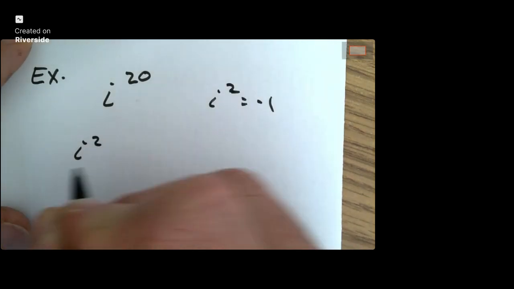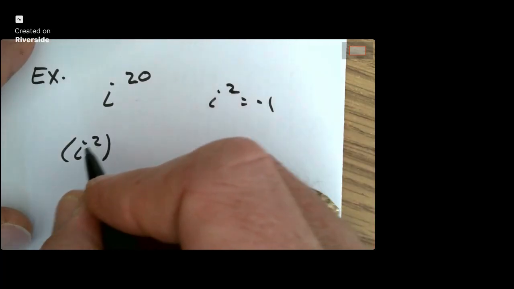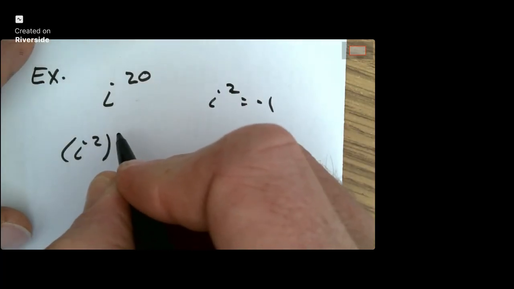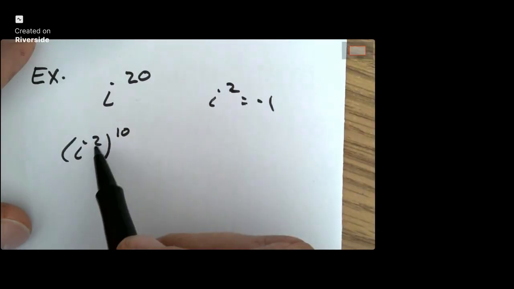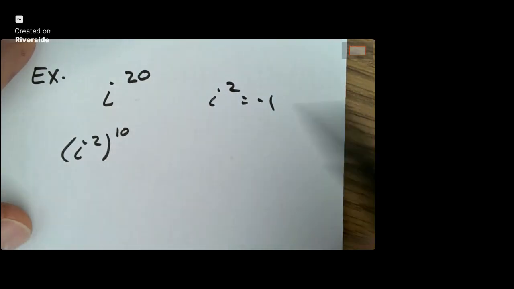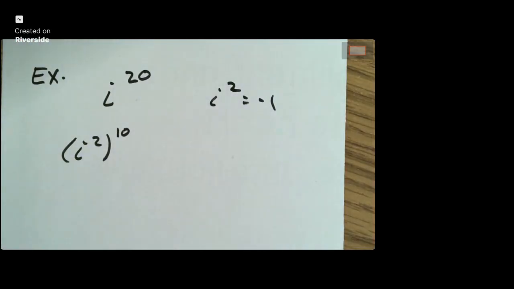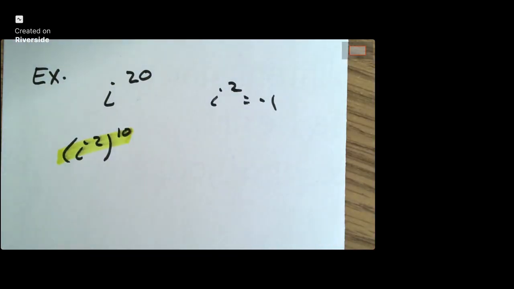So let's turn this into as many i squareds as we can. So i squared, let's raise that to the power of, this is actually a nice even number, so we could divide it by 2. 20 divided by 2 is 10. So if we take i squared and raise that to a new power of 10, using the power to a power property, we multiply these two exponents, and that gives us i to the 20th. So this whole thing I wrote right here is the same thing as i to the 20th. It's just written as a power to a power.